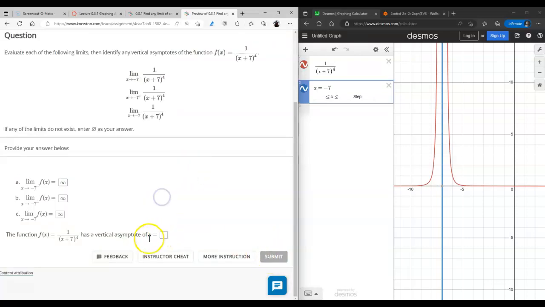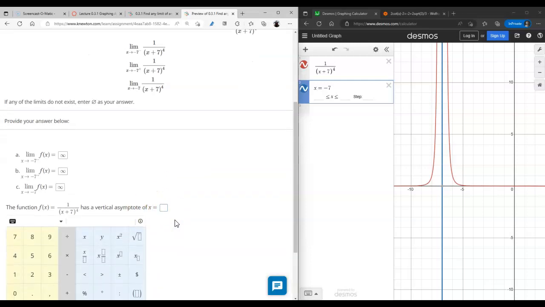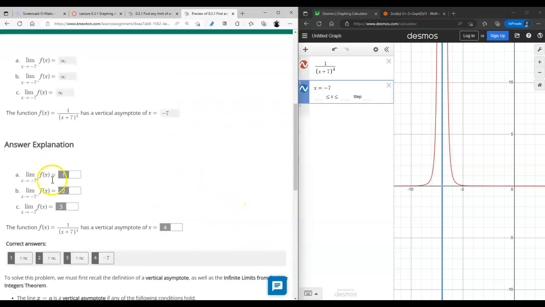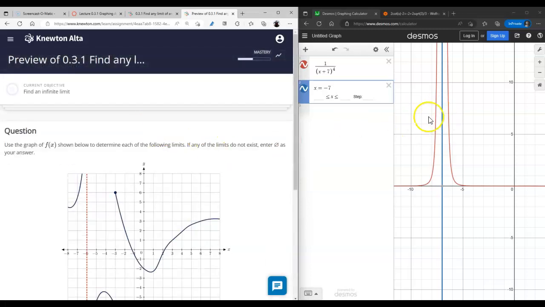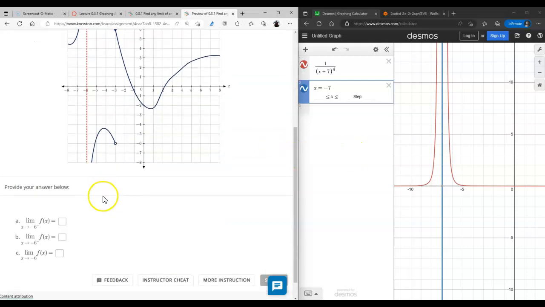So let's see. Oh, they're also asking us about the vertical asymptote. The vertical asymptote is at -7. So let's see if they like our answer for part C, and they did, so we're good. So again, notice how we use Desmos. The graph wasn't given, but with Desmos, all graphs are given.